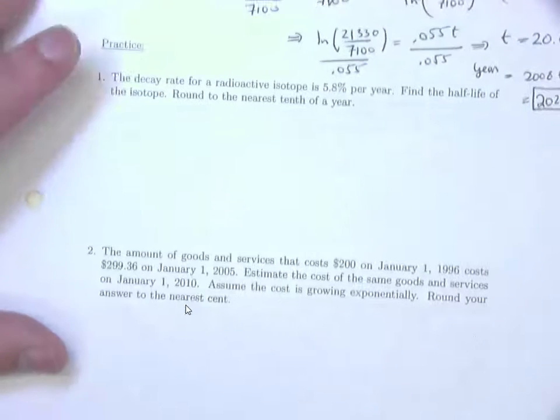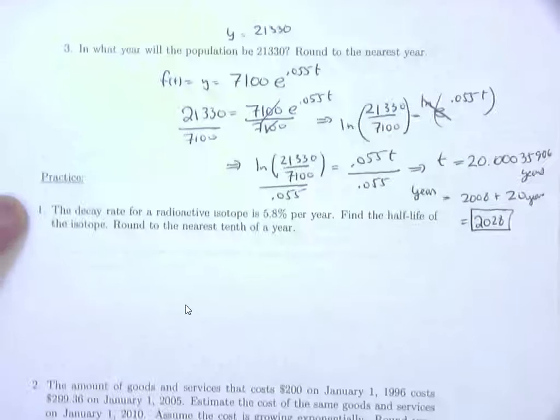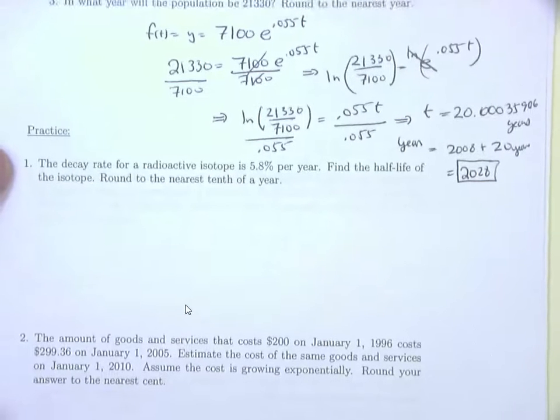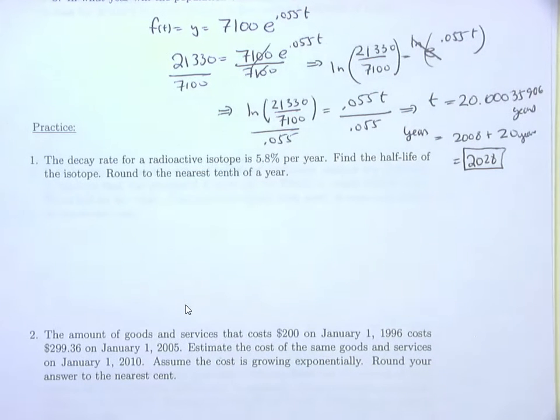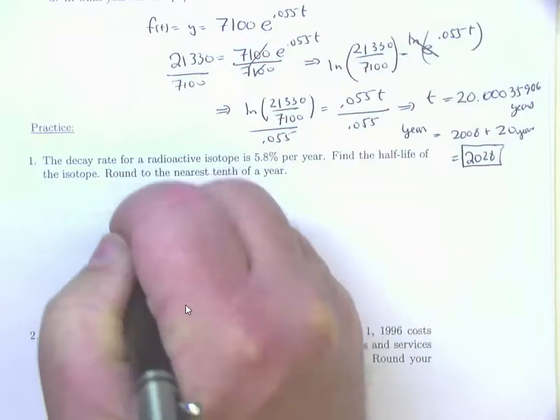We picked up right here with the radioactive decay problem. Okay? So it says this. The decay rate for a radioactive isotope is 5.8% per year. Find the half-life of the isotope. Now, again, we were just talking about this. What is half-life?